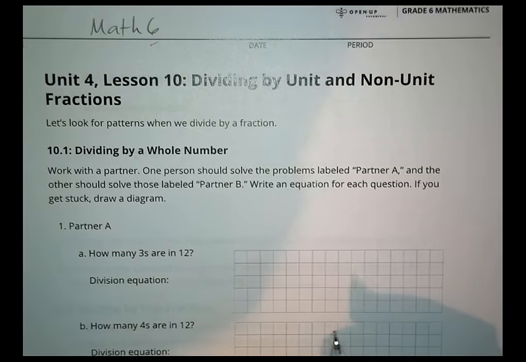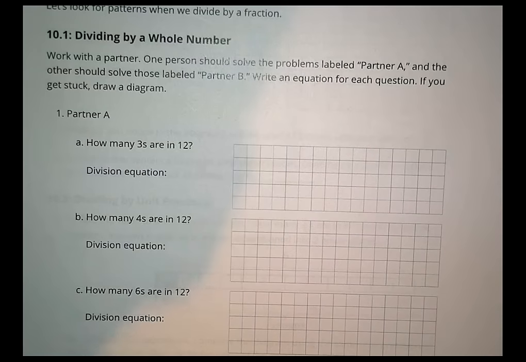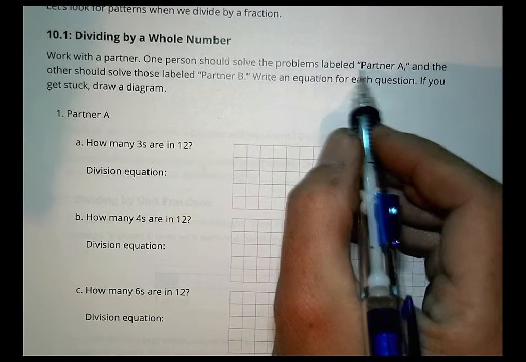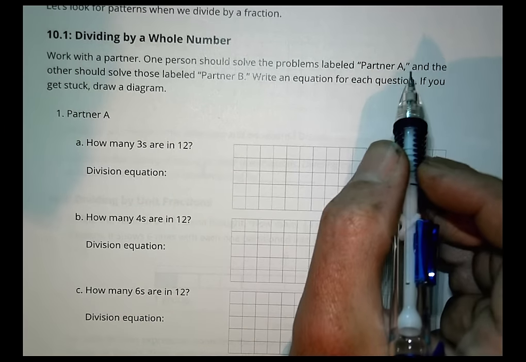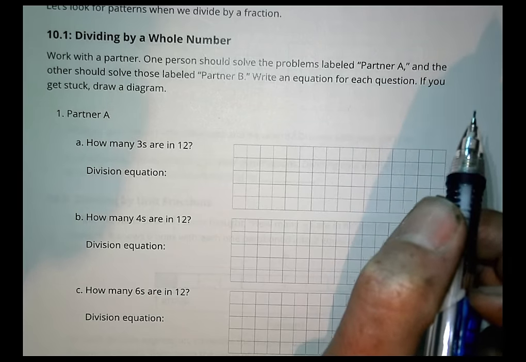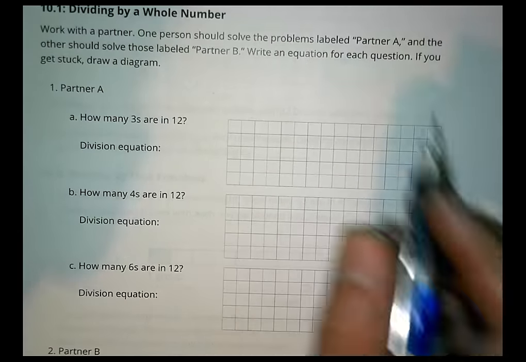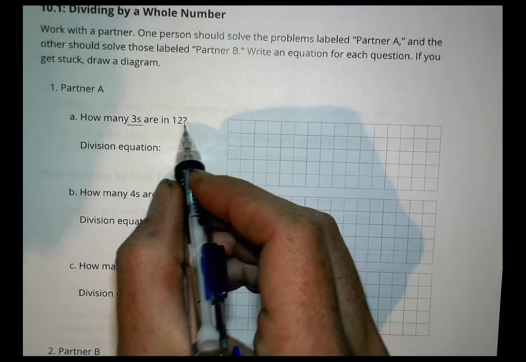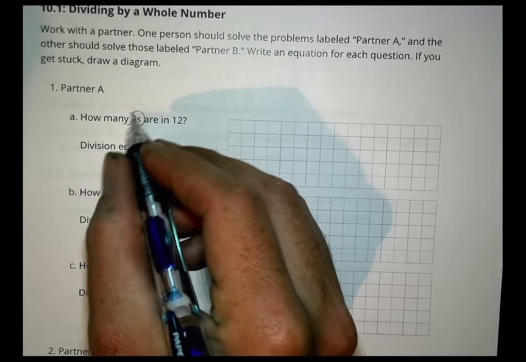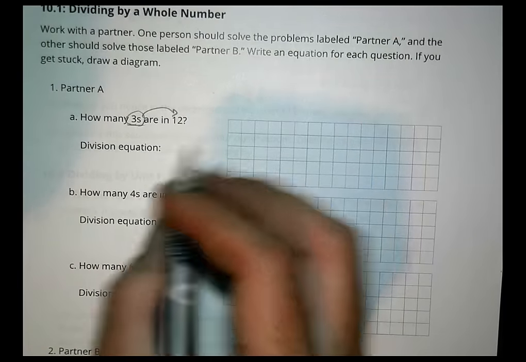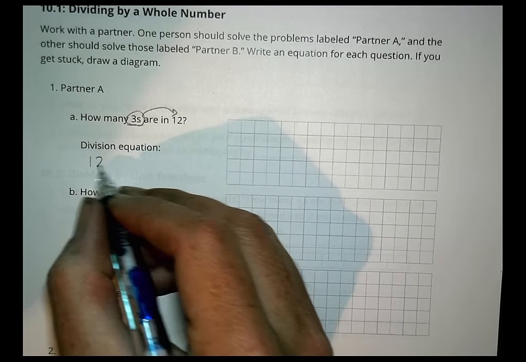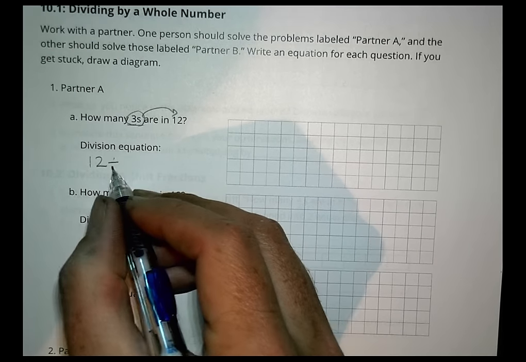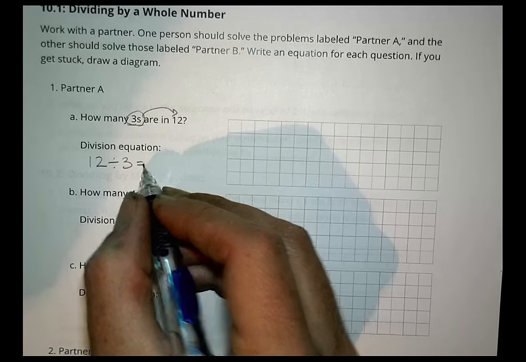Let's look for patterns when we divide by a fraction. First off, we are dividing by a whole number. Work with a partner. One partner should solve the problems labeled partner A, and the other should solve those labeled partner B. Let's take a look. First, partner A asks how many 3's are in 12? We're looking for how many groups of 3 are inside of 12. As a division equation, we're asking 12 divided by 3 equals what?